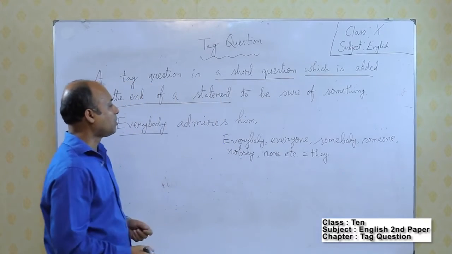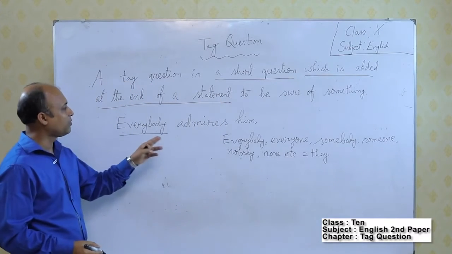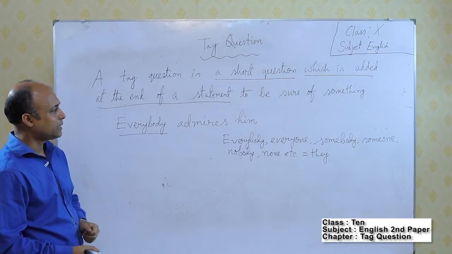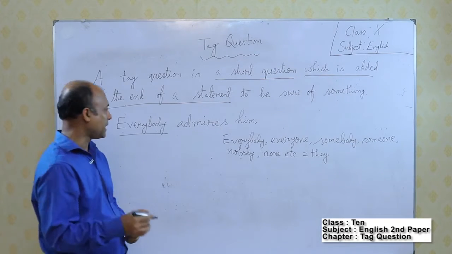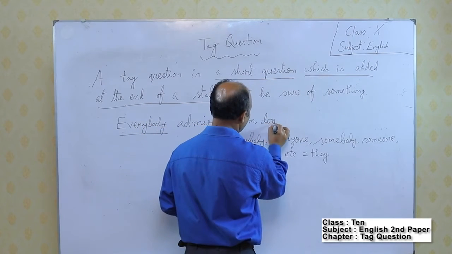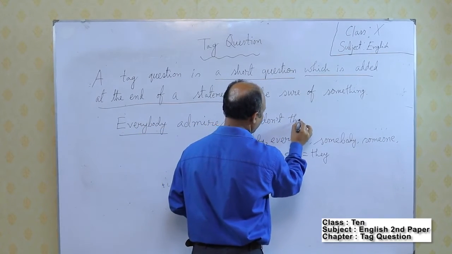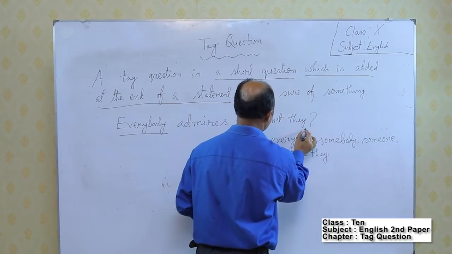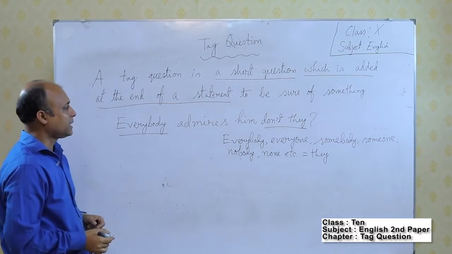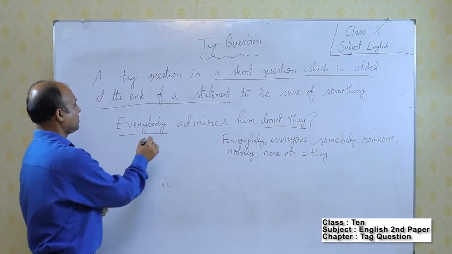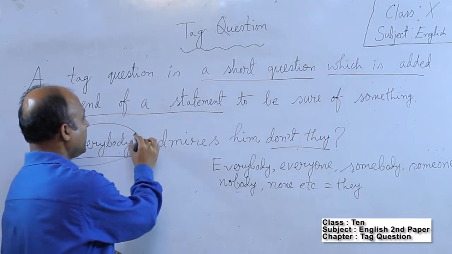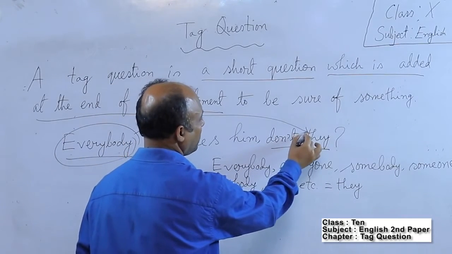If the subject of the statement is everybody, everyone, somebody, someone, nobody, none, etc., then the subject of the tag will be they. Everybody admires him, don't they? Okay. Then you see that what I have written, that if the subject of the statement is everybody, then the subject of the tag will be they.